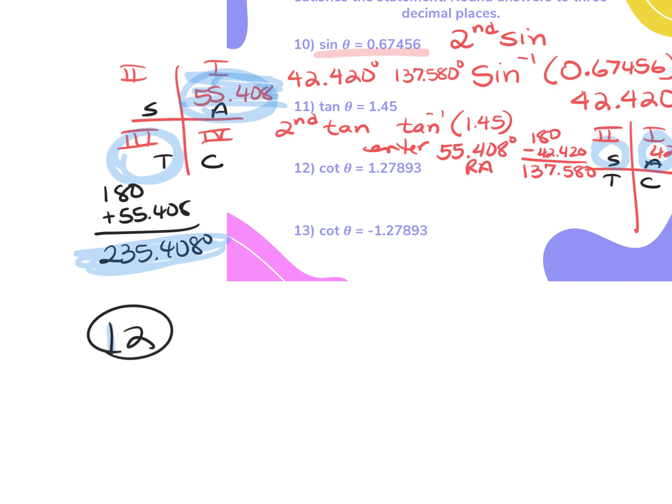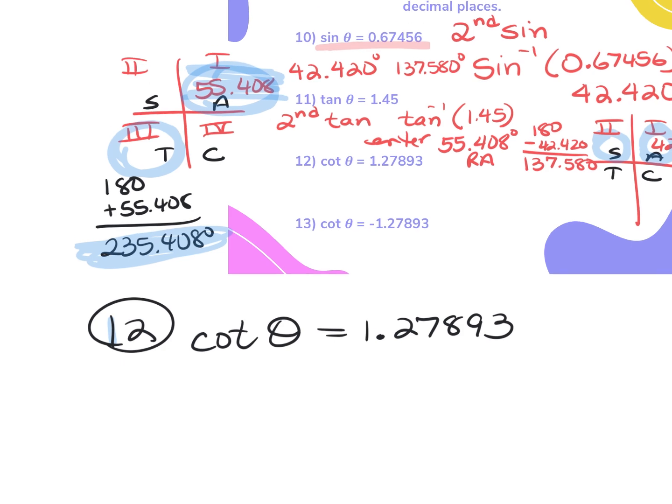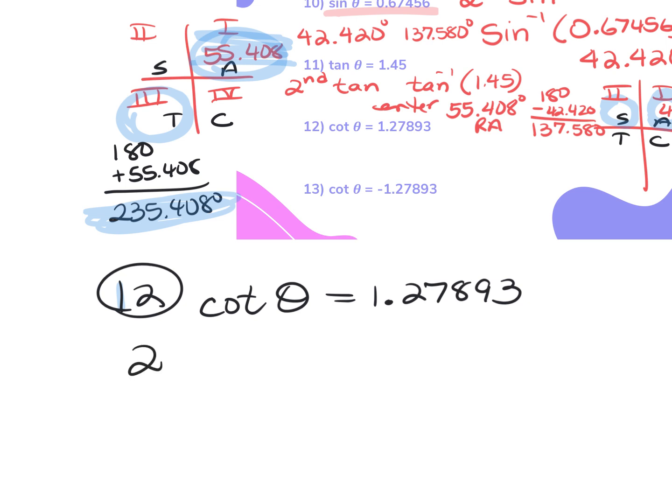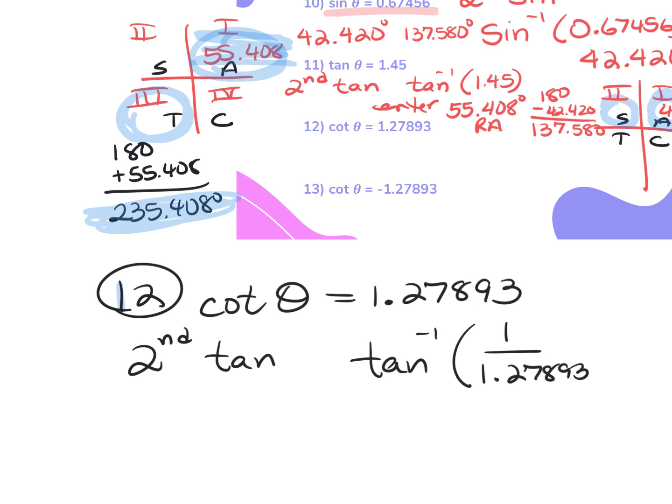On number 12, let me come down here to the bottom. So for number 12, the problem is cotangent of theta is equal to 1.27893. Now remember, we do not have a cotangent button, so what we have to do is inverse. So we're going to hit second tangent. That'll open up tangent -1. And then in the parentheses, either enter it as a fraction or a decimal. The 1 divided by 1.27893. Hit enter. The decimal you should be getting is 38.022.